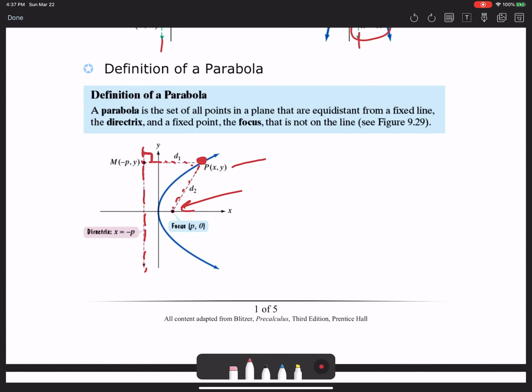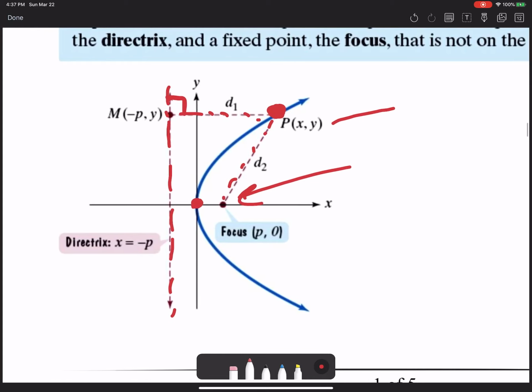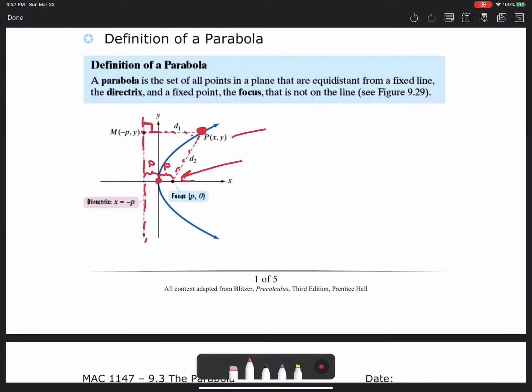I could also pick a point on my parabola that's right at the vertex. And this point is also going to be equidistant from the focus and the directrix. And that distance is p. It's very exciting. All right, let's go to the next page.